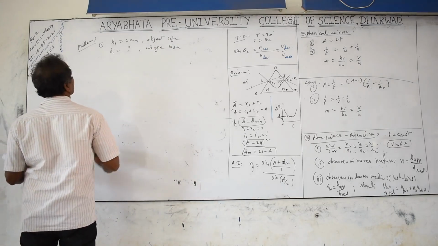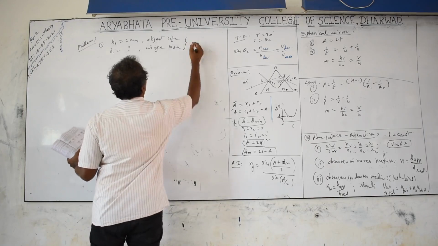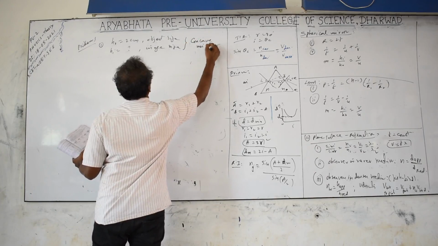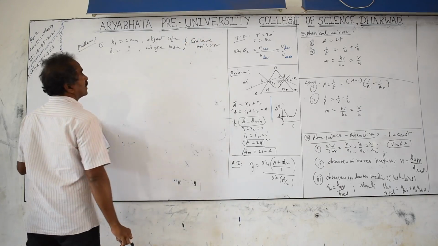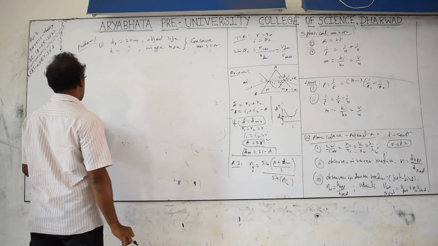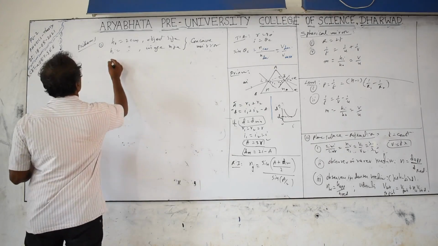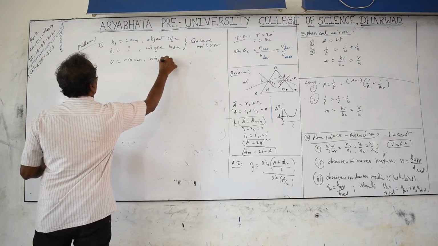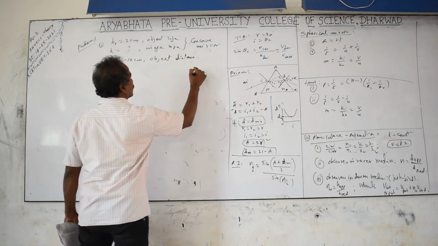It is a concave mirror. You have to check the object first. Concave mirror and convex lens image formation is similar. Similarly, convex mirror and concave lens image formation is similar. The object distance is 10 centimeters, u equals minus 10 centimeters. It is a concave mirror.